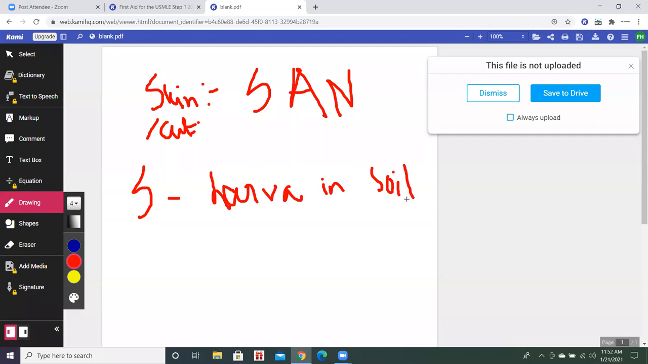Larva in soil. That is Strongyloides stercoralis. Okay. Next one is Ankylostoma duodenale. Okay. Ankylostoma duodenale is once again another type of cutaneous nematode.